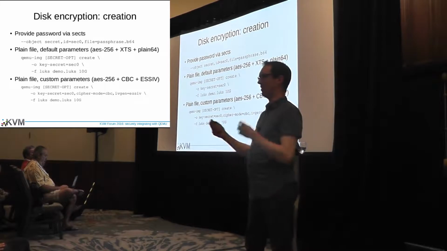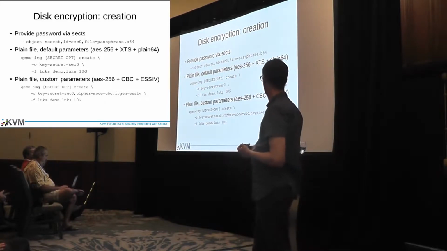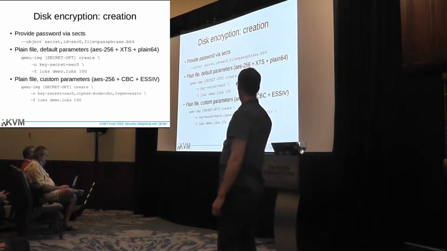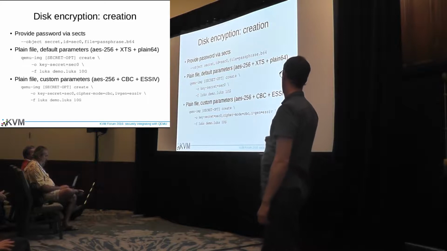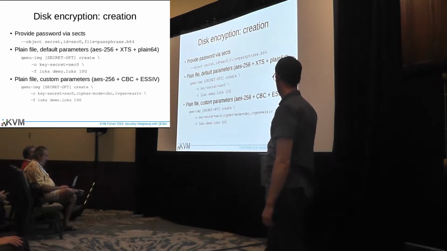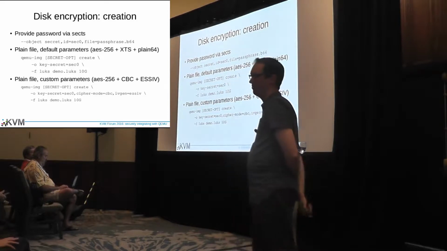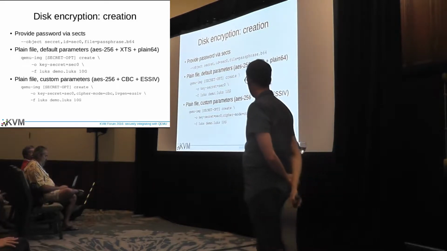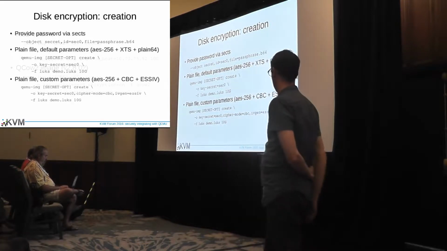So if you want to have specific characteristics for the encryption options, when you're using QEMU image, you can say you want a particular cipher mode, a particular initialization vector generator, and a particular cipher algorithm, although I haven't shown that one here. So this just shows how you use the option string to configure the different crypto parameters.